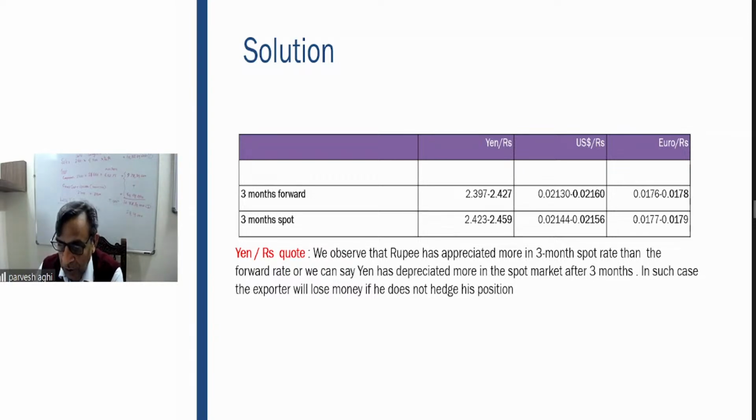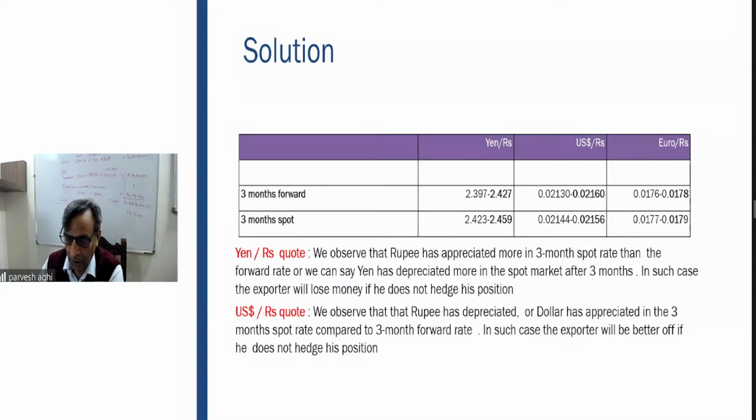Now, he's getting all his money in yen. If yen has depreciated more in the 3 month spot rate, he should be taking a forward cover. In such a case, the exporter will lose money if he does not hedge his position. But go for the US dollar versus rupees. It is just telling you the opposite.